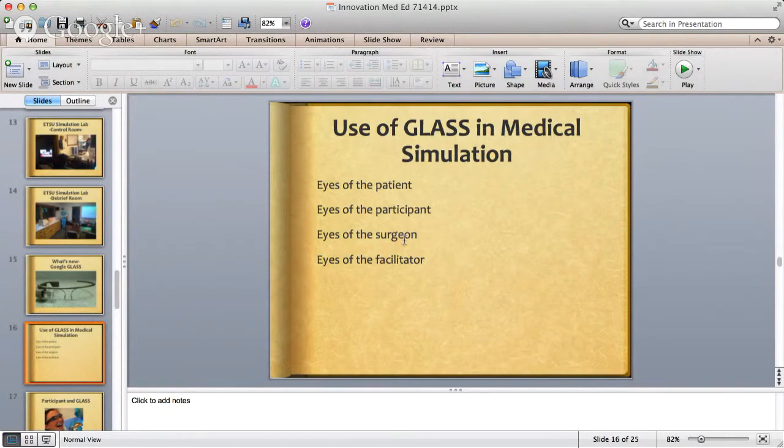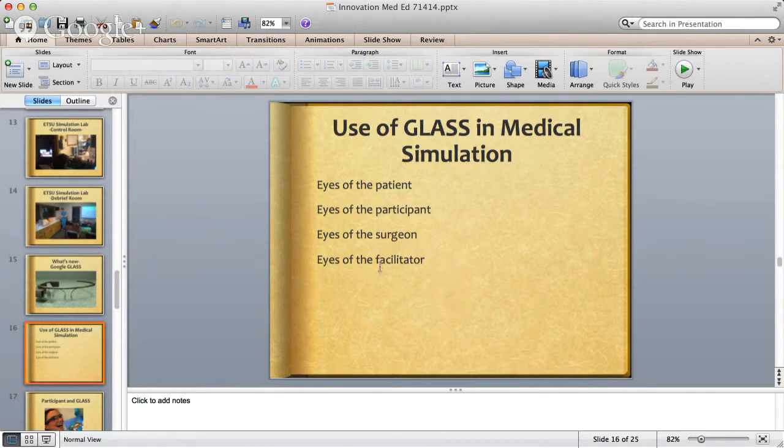Eyes of the surgeon is just a way to document their surgical talent, and they can also review their own procedure, and they can decide themselves whether they are where they need to be or where they need to practice tying knots and holding scalpels and things like that.